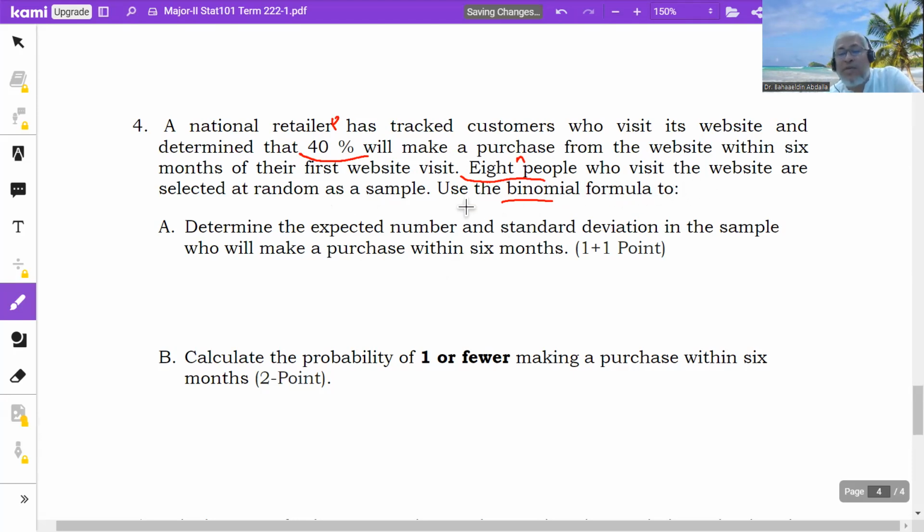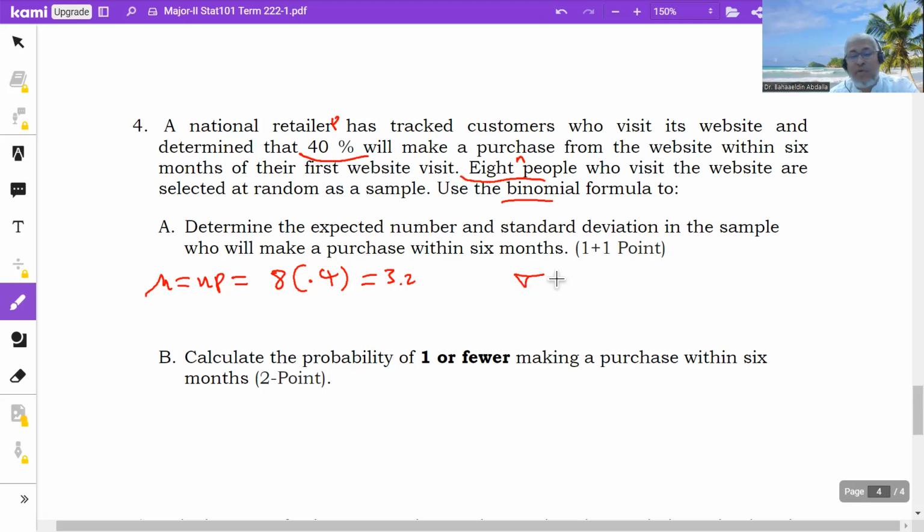Okay, who visit the website are selected at random as a sample. Use the binomial formula to determine the expected number and standard deviation in the sample who will make a purchase within 6 months. Okay, here, this is the probability of making a purchase. Good. So probability of making a purchase is 40. So the expected number is mu, is the average, and the average of the binomial is n times p. So n is 8 and p is 0.4. So the answer is, use the calculator, it would be 3.2.